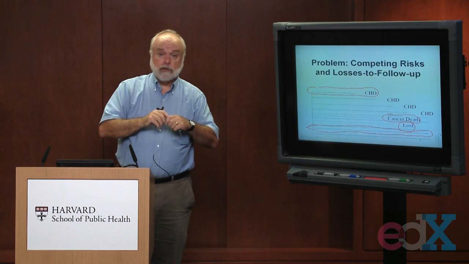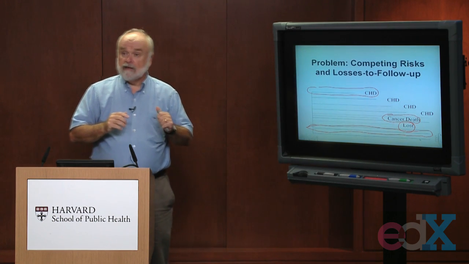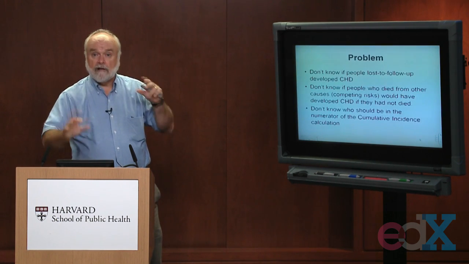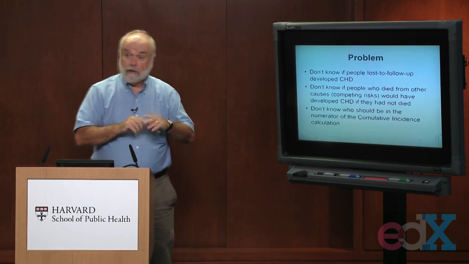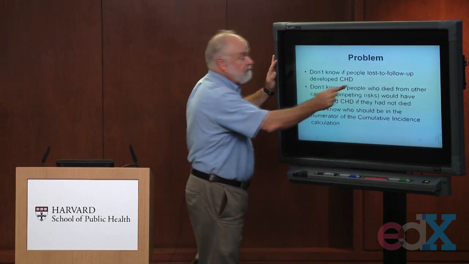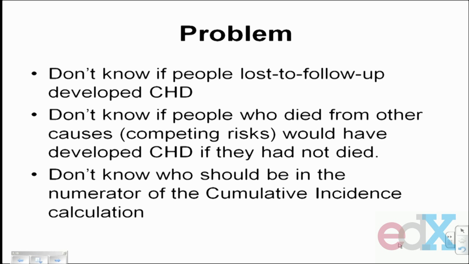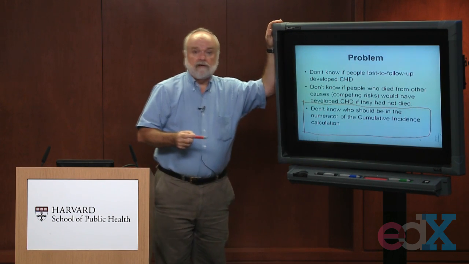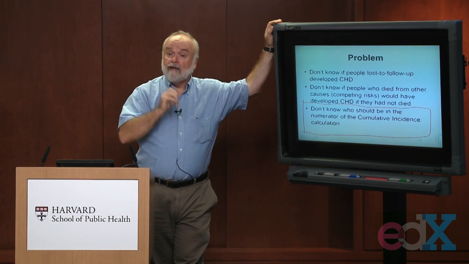So the problem in measuring cumulative incidence when you have data like this, losses to follow-up, losses due to competing risks, is it makes it very difficult to directly measure cumulative incidence. You just don't know what to do with these people who are lost to follow-up. You don't know if they developed coronary heart disease or if they didn't develop heart disease. You don't know what would have happened to people if they had not died from another cause, like cancer. Maybe they would have developed heart disease, maybe they would not have. The bottom line is you don't know what to put into the numerator of your calculation when you take all the cases of heart disease and divide by all the people at risk at the beginning of the study.